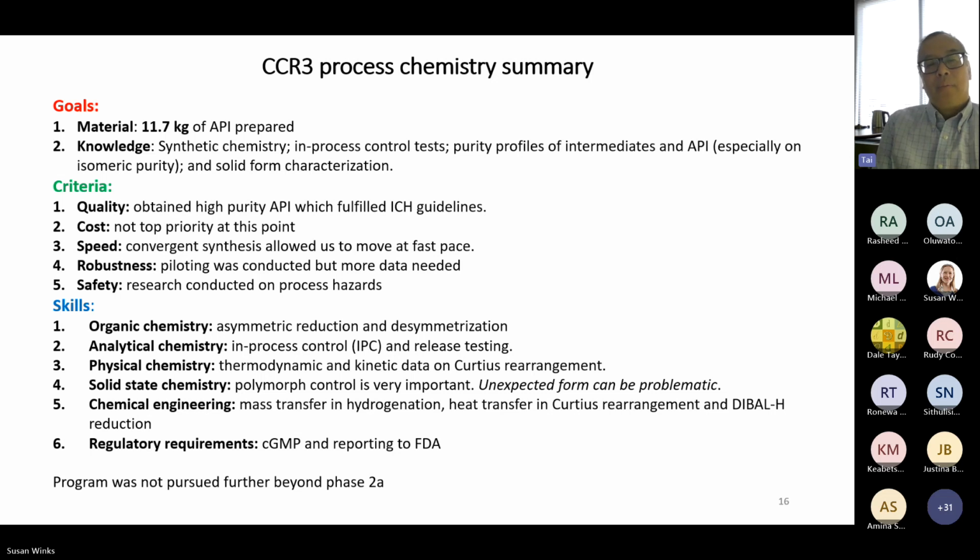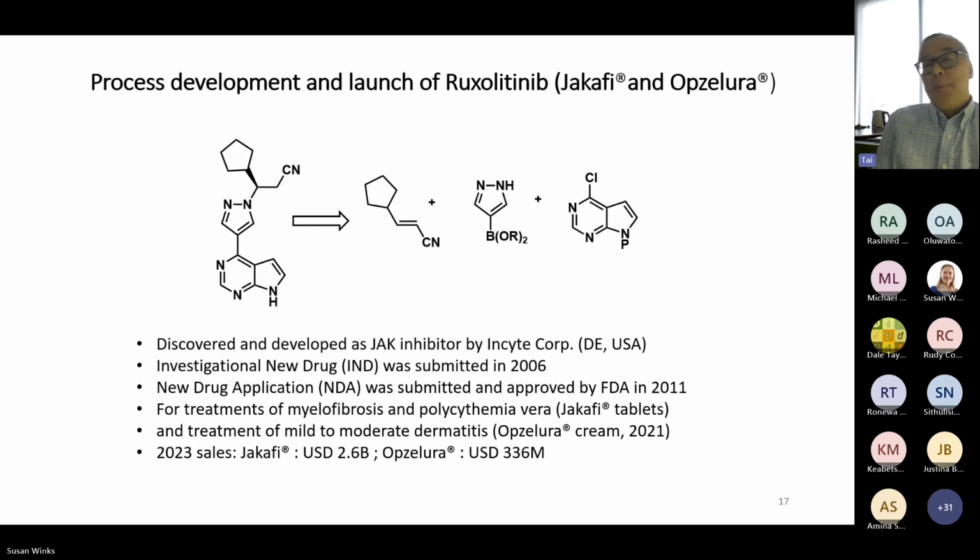The program was not further pursued beyond a phase 2A due to clinical data. So, while it was disappointing, of course, to us and to the company, it allowed us a little bit more freedom to publish this work. So, those are shown in the references in the previous slides. So that wraps up the CCR3 program, which I did with DuPont Pharmaceutical Company and Bristol Myers Squibb company. Next, please. So now I moved to a different firm, which is Incyte Corporation.